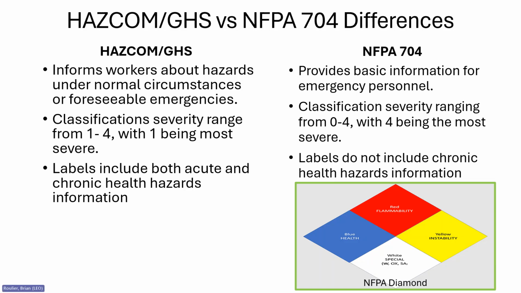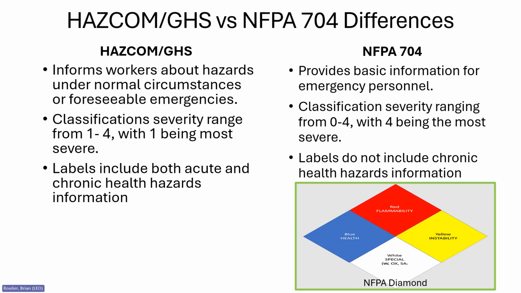The global harmonized system adopted by the Hazard Communication Standard is the system we've discussed in the training so far. However, other labeling and classification systems may be present in your work area. One of these is the National Fire Protection Association, NFPA 704, whose diamond may look familiar. While both of these systems are designed to help communicate information about the hazards of chemicals, they differ in their approach. The GHS system is intended to inform workers about the hazards of chemicals under normal circumstances or foreseeable emergencies.